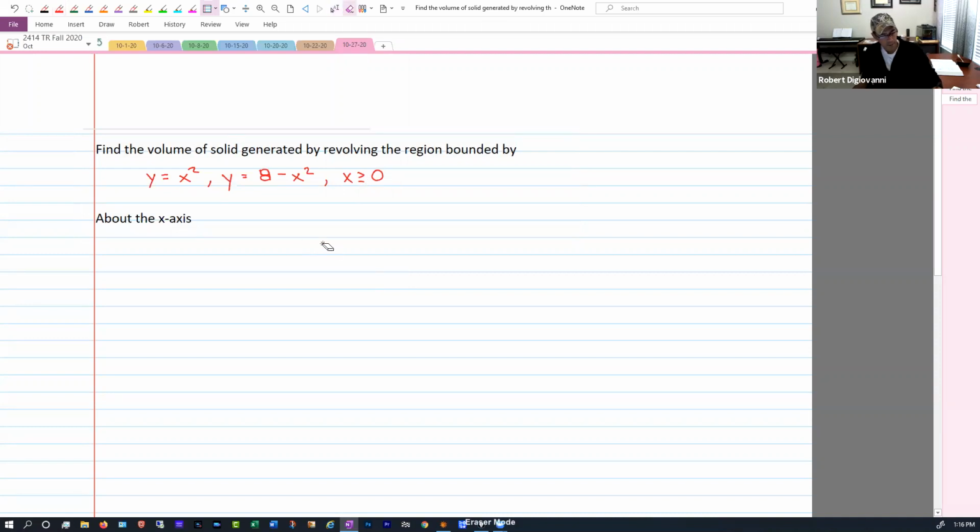Okay. So I'm going to change things up. I want to find the volume of the region, but this time I want it to be x equals y squared and x equals 8 minus y squared, for y greater than or equal to 0. And I don't want it around the x-axis. I want it around the y-axis. So I changed that x-axis to y-axis right there.